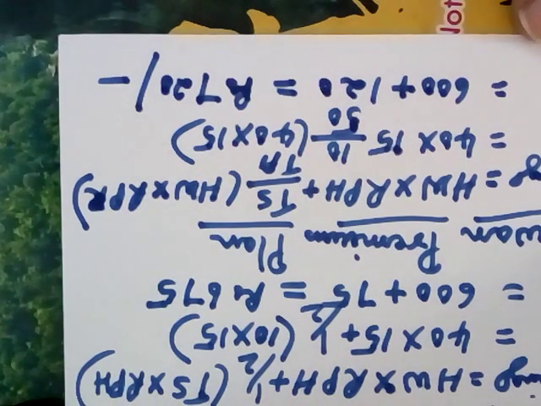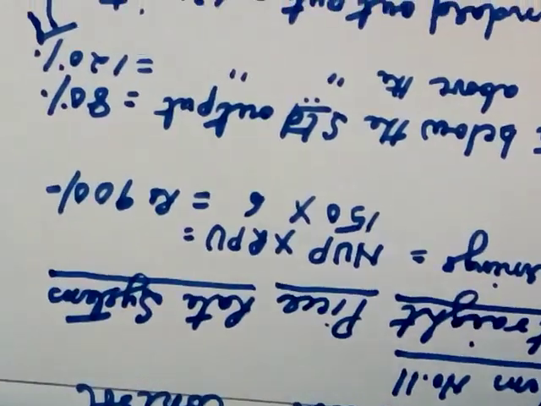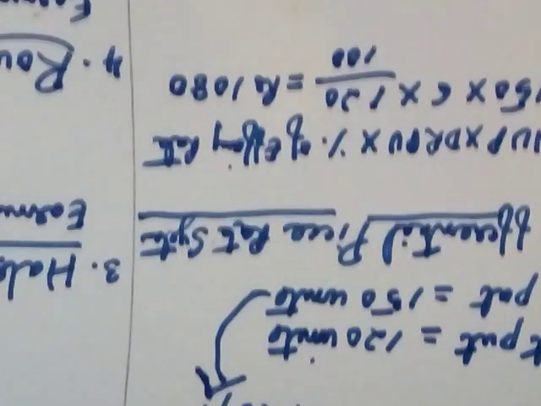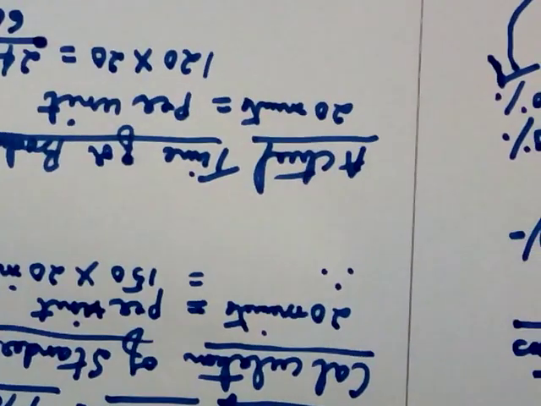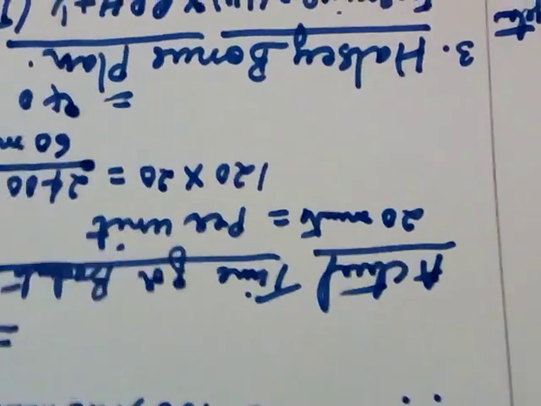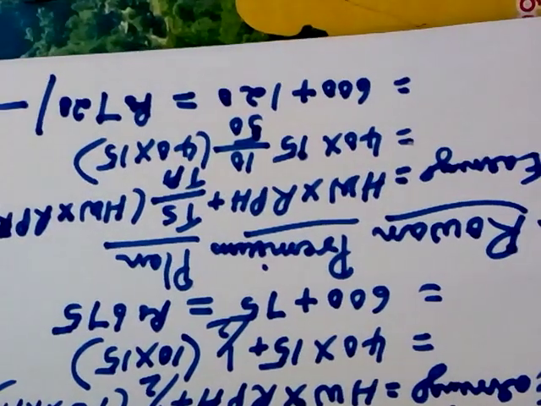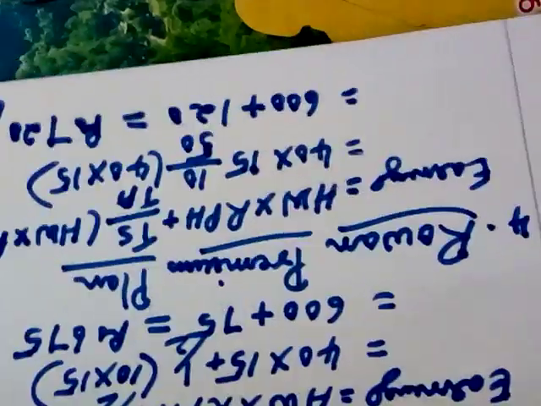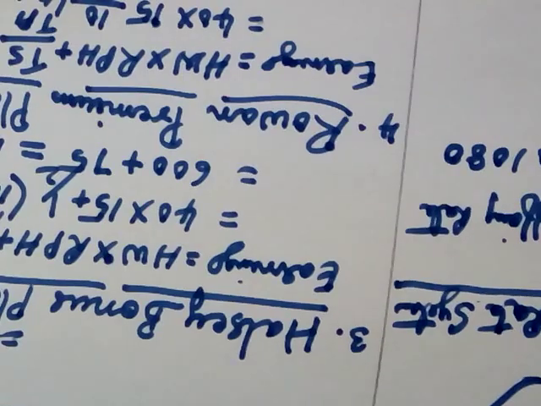So these are the four methods of calculation of earnings. Under the piece rate system, the earnings is rupees 900. Under Taylor's differential piece rate system, the earnings of a worker is 1080. Under the Halsey bonus plan, the earnings comes to rupees 675. Under Rowan's premium plan, the earnings is rupees 720. I hope you understand this calculation of earnings under various methods under this chapter, labor cost control.